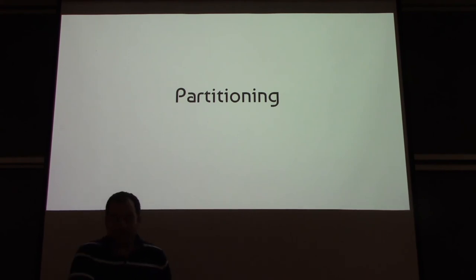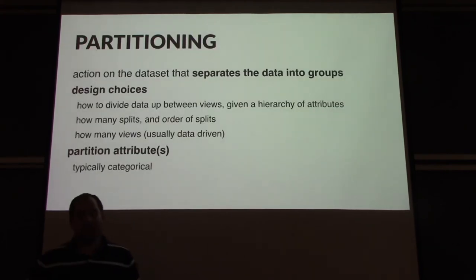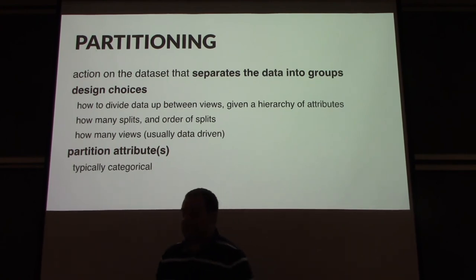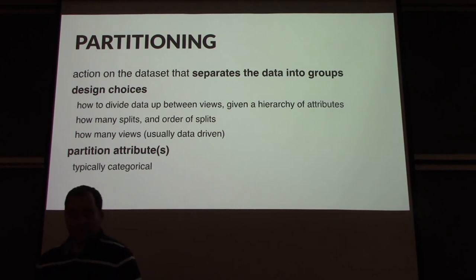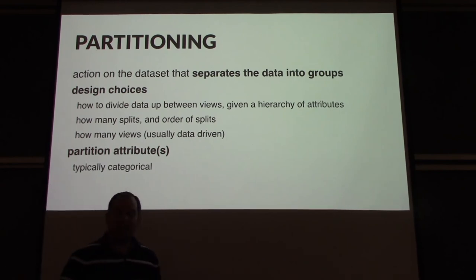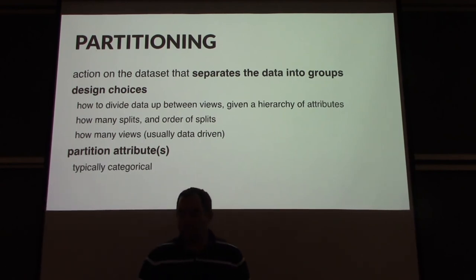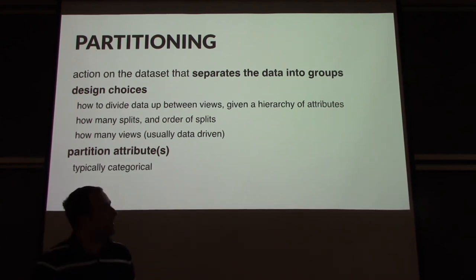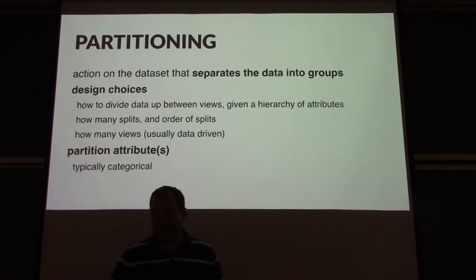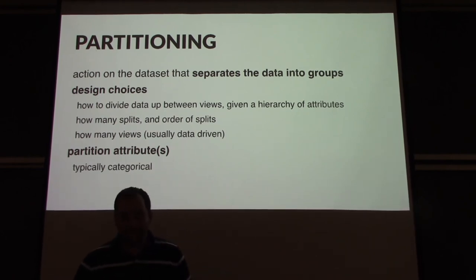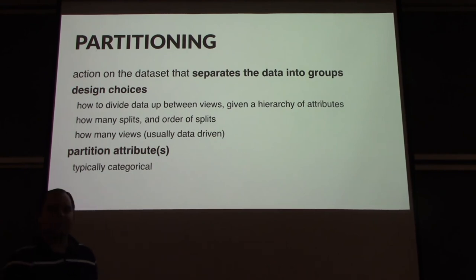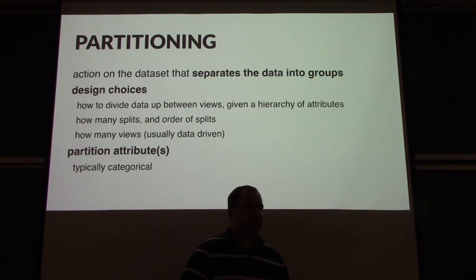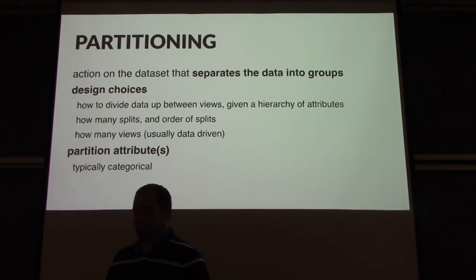Okay, so now we'll talk about partitioning. Partitioning is an action on a data set that separates the data into groups. The design choices that you have are how to divide the data up between views, given, for example, a hierarchy of attributes, how many splits you want to make, the order of the splits, and how many views you have, which is usually data-driven, like I make one split per category, for example. The partitioning attributes are usually categorical, but I can also threshold, right? If I have, let's say, cars before 1985 and cars after 1985, then I would have a threshold and numerical value.